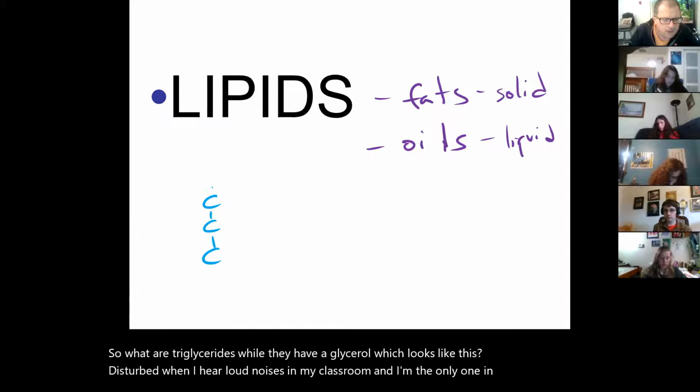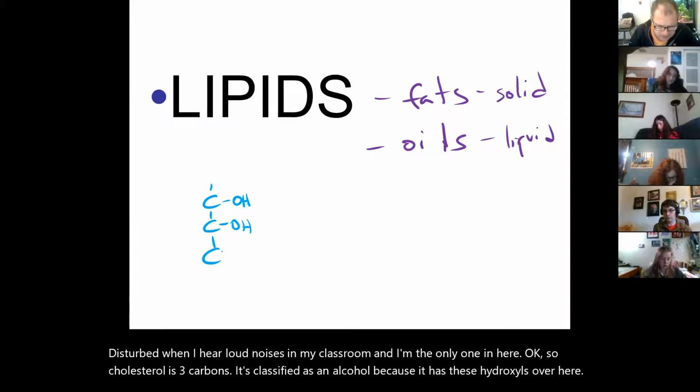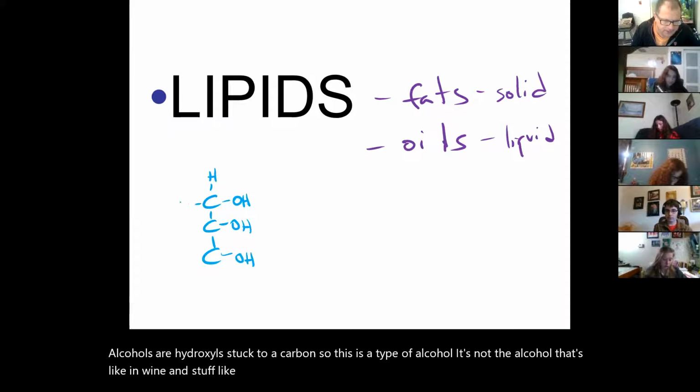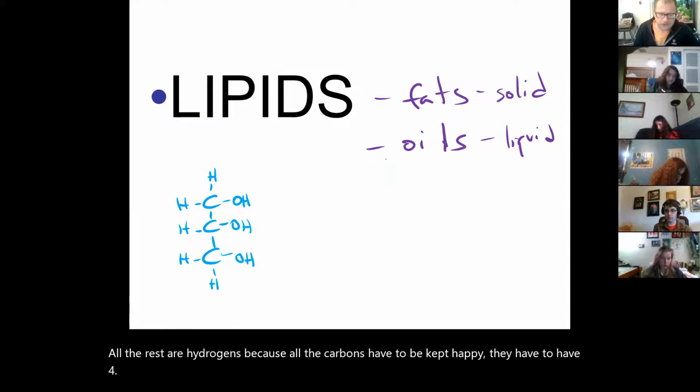Okay, so the glycerol is 3 carbons. It's classified as an alcohol because it has these hydroxyls over here. Alcohols are hydroxyls stuck to a carbon. So this is a type of alcohol. It's not the alcohol that's in wine and stuff like that. All the rest are hydrogens because all the carbons have to be kept happy. They have to have 4. So that's what glycerol looks like.